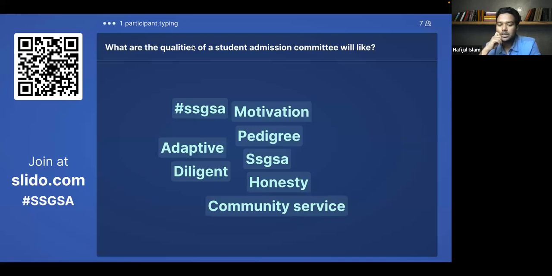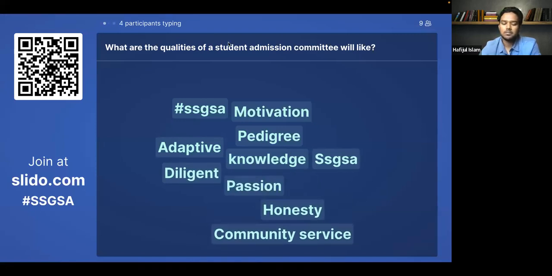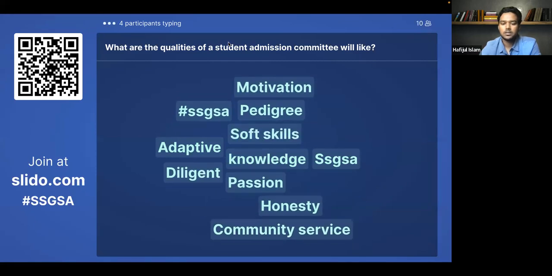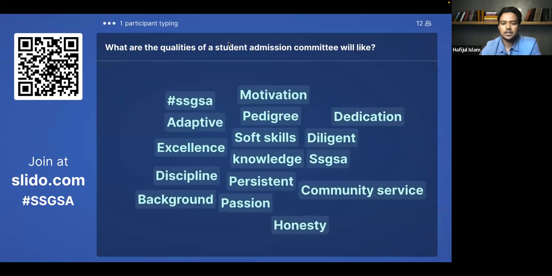pedigree, adaptiveness, how diligent you are, community service, yeah, we will discuss. Knowledge, how much knowledge you have, passion, great. Soft skill, nice. Excellence in, okay. Discipline, how disciplined you are, persistence, yeah. Okay, so people have their own ideas and you have in your mind what the grad school really looks for. Let's see what they actually look for.